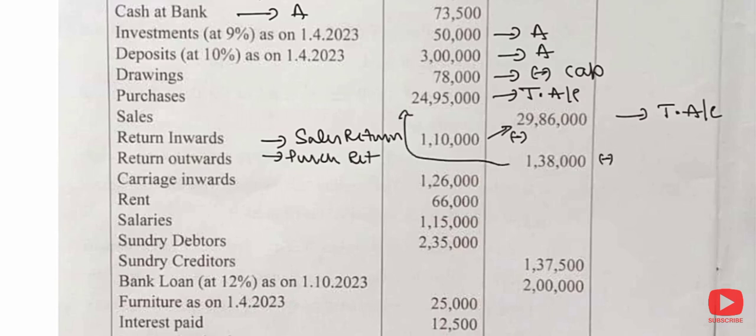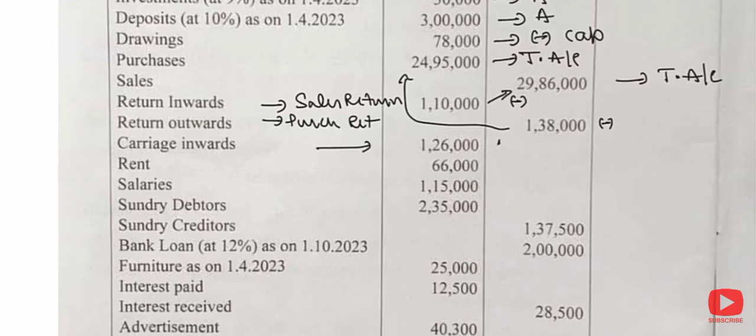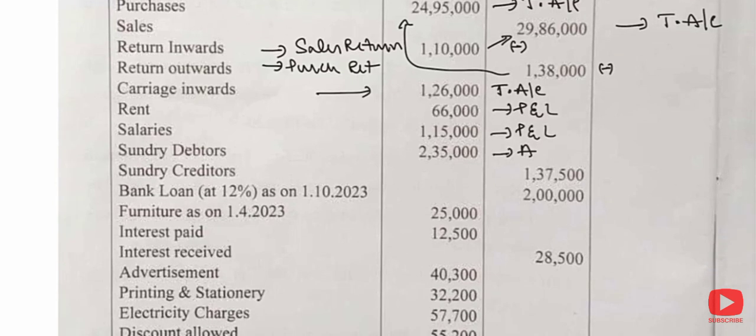You're going to subtract from this. Carriage inwards, carriage inwards. This will go to trading account, direct expense. Rent will go to P&L. Salary will go to P&L. Sundry debtor is an asset. Sundry creditor is a liability.